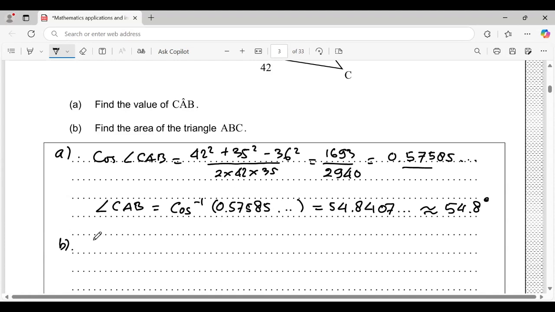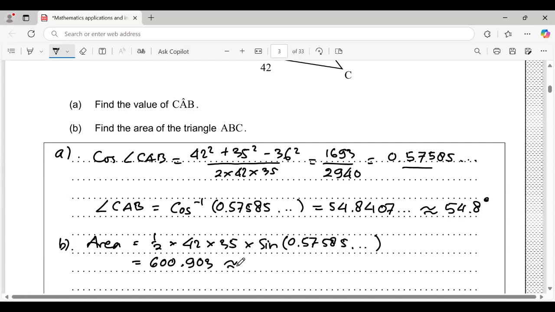B, the area equals 1/2 times 42 times 35 times sine of this number, 0.57585, and if you calculate, the result is 600.903, or 601 centimeters squared.